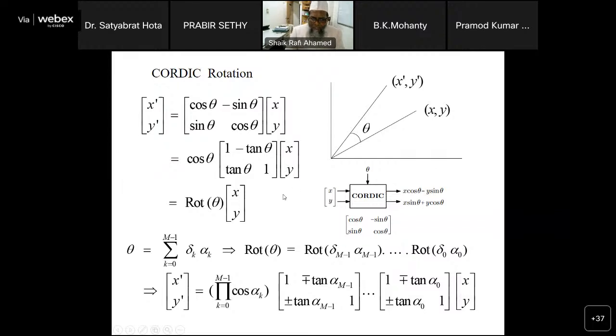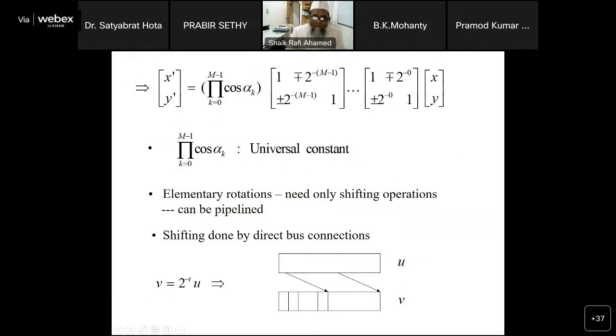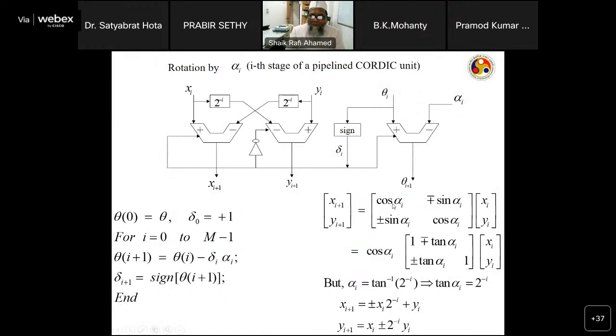So what I am going to do here is, this is the complete diagram. Initially I will give alpha 0, and initially I will give x0, y0.